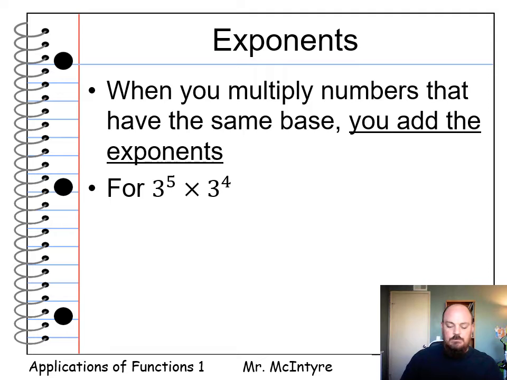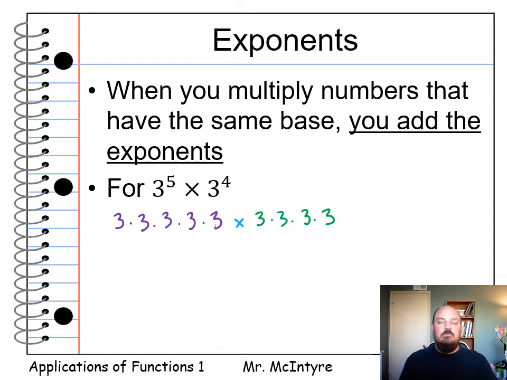So let's write it out. If we expand it like we talked about yesterday, 3 to the 5th power, what it actually means is 3 times 3 times 3 times 3 times 3. 5 threes, basically. Now we are going to multiply that times 3 to the 4th power. Now that means 3 times 3 times 3 times 3, 4 of them.